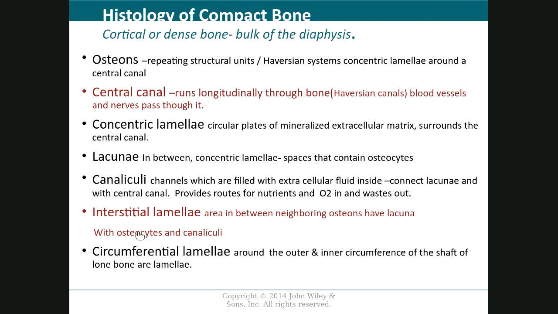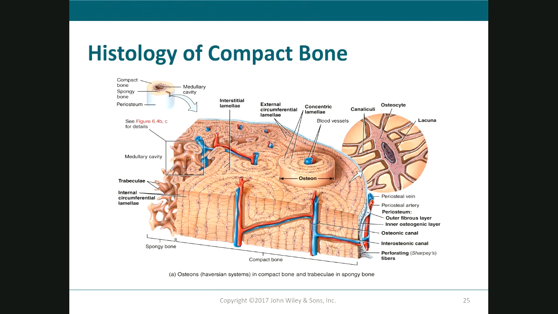Interstitial laminae are spaces in between the osteons, and they're old concentric laminae that fill the spaces in between the osteons. Circumferential laminae are around the shaft or the external border of the bone itself. Blood vessels, lymphatic vessels, and nerves from the periosteum penetrate the compact bone via these perforating canals called Volkmann's canals. We'll look at all this in greater detail.